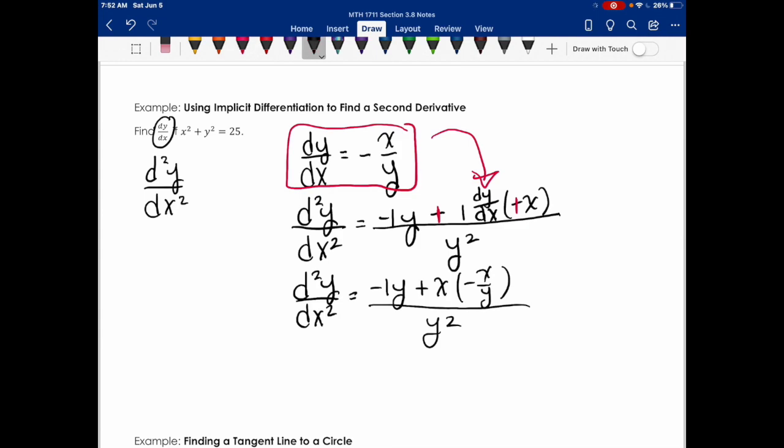Now, when I simplify this, I'm going to get negative y squared minus x squared all over y to the third, because I would clear the complex fraction and then just clean up and add like terms.